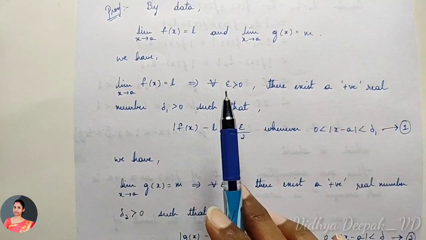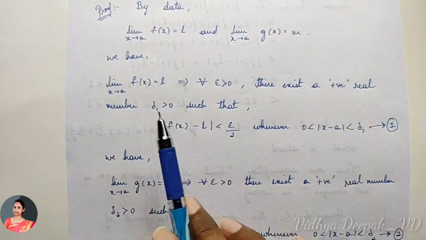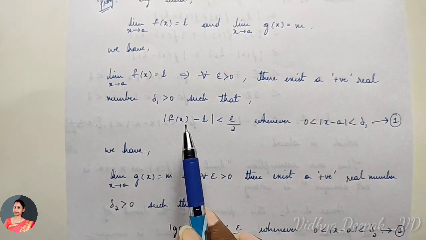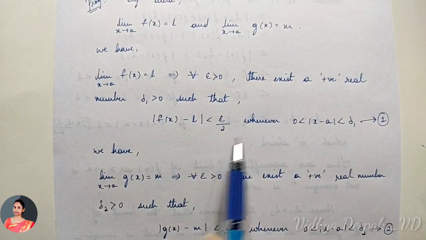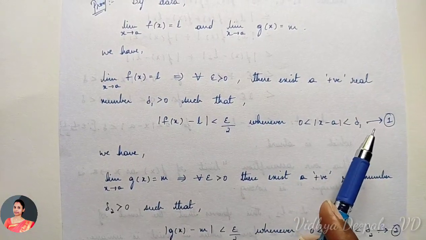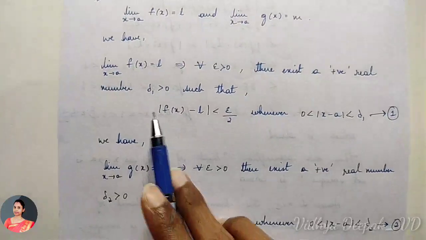That implies for all epsilon greater than 0, there exists a positive real number, delta 1, greater than 0, such that mod of f of x minus L is less than epsilon by 2 whenever 0 less than mod of x minus a less than delta 1. We are taking this as delta 1 and delta 2 because we have two functions, that's why.